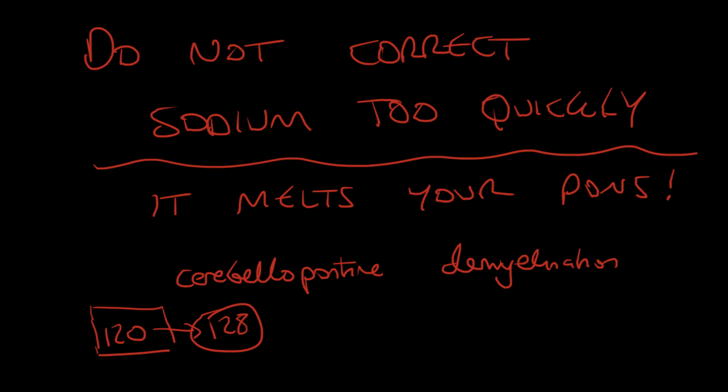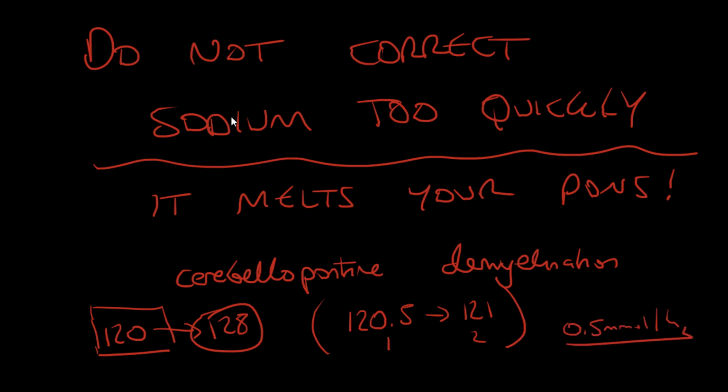So we generally aim for a replacement of 0.5 millimoles per hour. So that would be going from 120 to 120.5, up to 121. That would be the first hour, second hour. That's the ideal rate of replacement per hour. So that's 0.5 millimoles per hour. That is the correction of the value, not the amount of saline you give. You're going to need to consult your local policies for what they recommend you give.